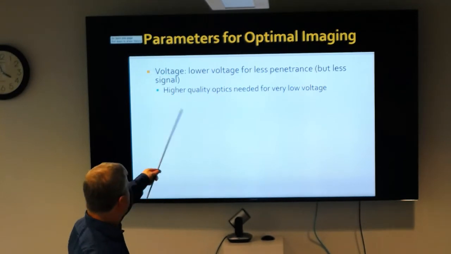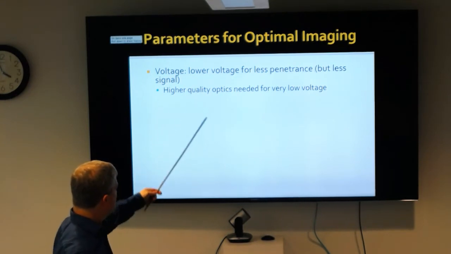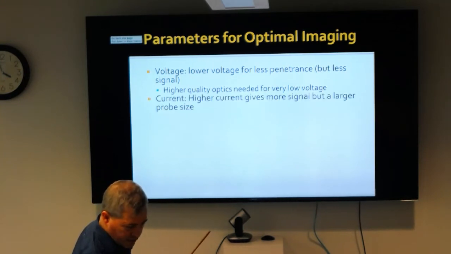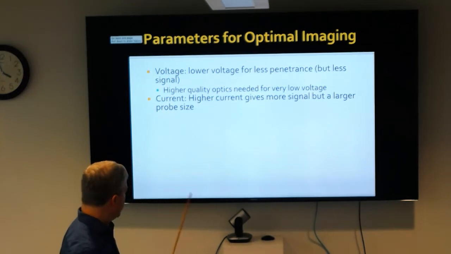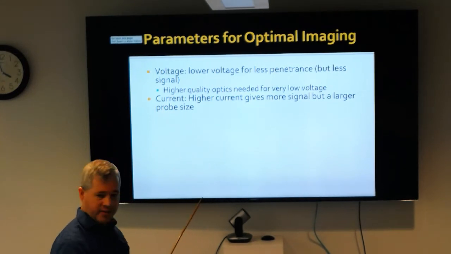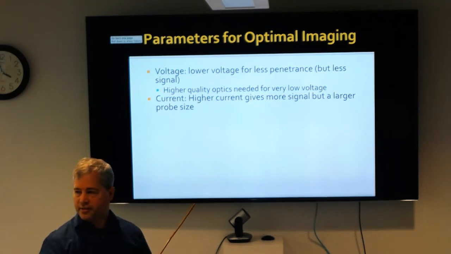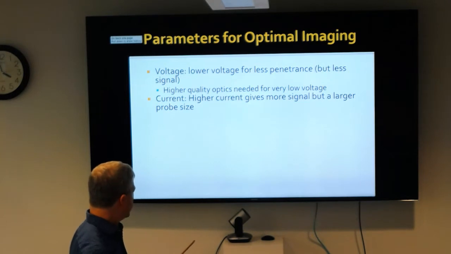So for optimal imaging, you have a lot of things that vary. There's the voltage, so you want to use lower voltage for less penetrance. You need high quality optics for very low voltage. You also control the current. With higher current, you get more signal, but that comes with a larger probe size. So you have to balance how much current you want versus how much signal you get.